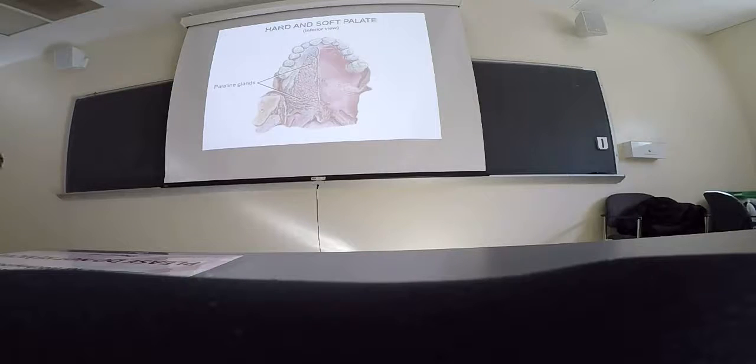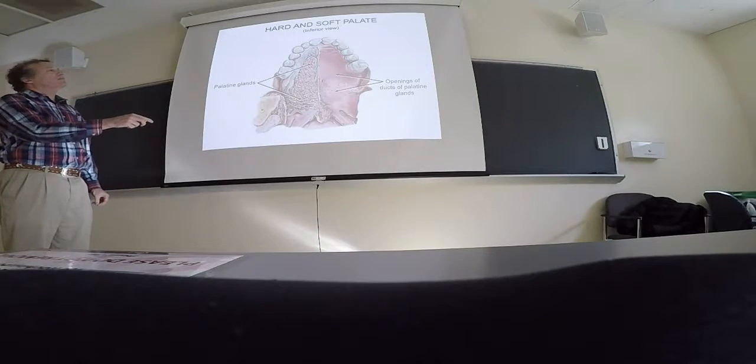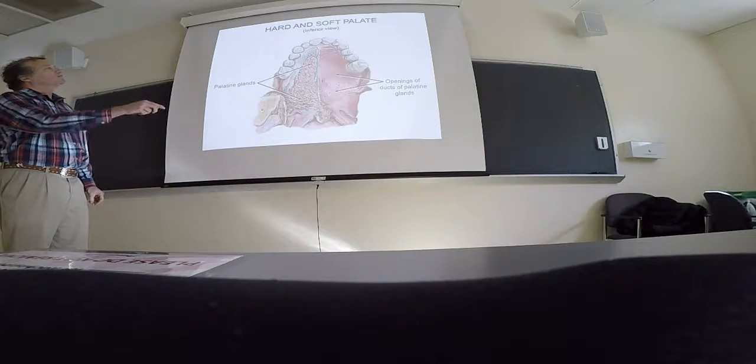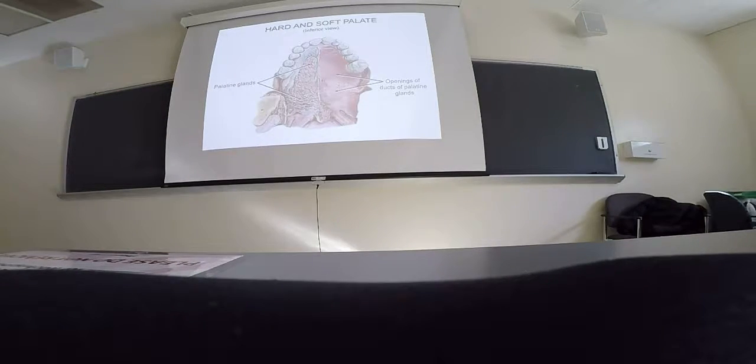So here's what the palate looks like from the underside. You see the tissue here with these little holes in it. Beneath that tissue is a whole series of palatine glands, which secrete mucus, like most of the glands in this part of the body. And their secretions open into the oral cavity through these little bitty ducts that, if you look very closely, you can see on the underside of the palate.